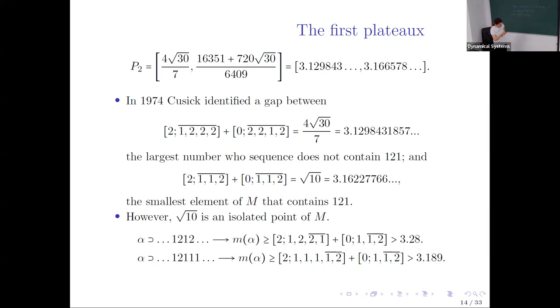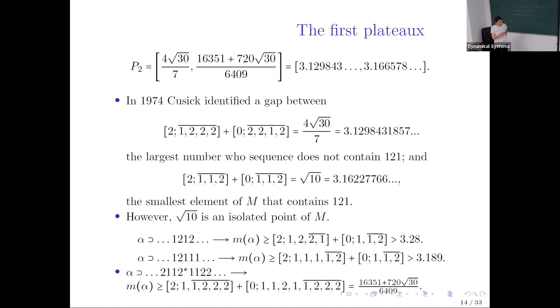So we don't get a gap with sequences not containing 1, 2, 3, 2, 1? It's not that easy. If you start with 3, then your Markov number will be bigger than the square root of 12. If you start with 3, it will be too close to T1. And in fact, I sort of hope that there is an interval there, in the Lagrange spectrum, before the beginning of the ray.